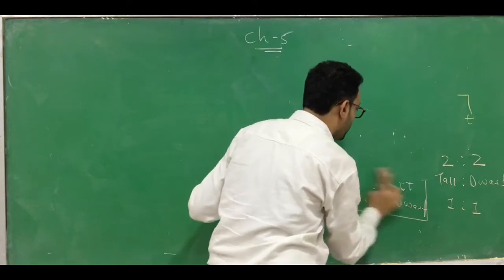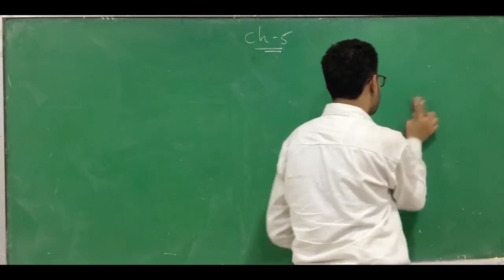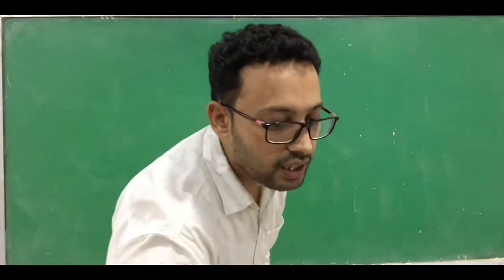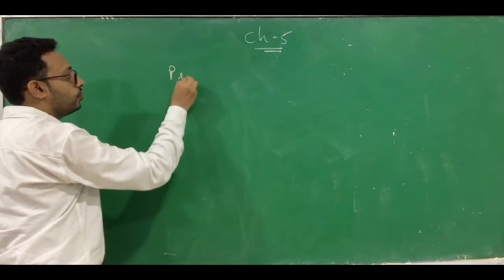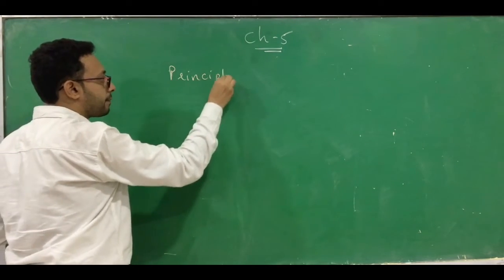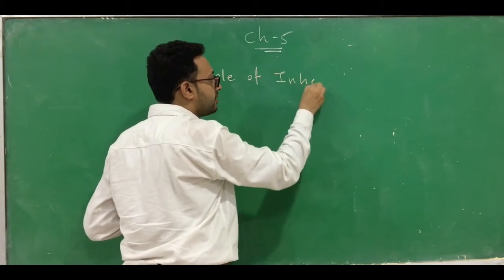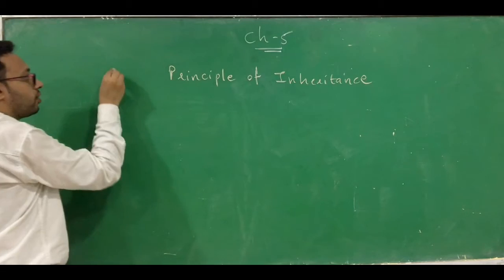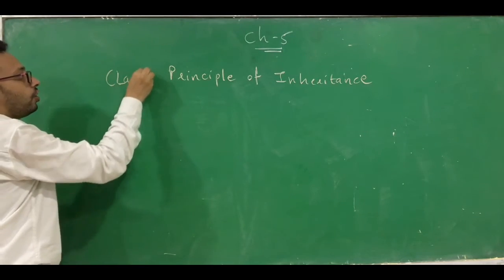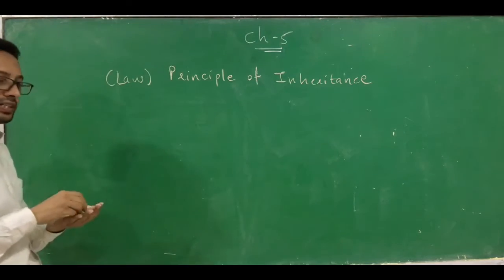And these 2 laws, we are currently calling the principle of inheritance, or they are also called the law of inheritance. He has prepared the 2 laws based on his experiment, and we are calling it the principle of inheritance, or it can also be called the law of inheritance. Instead of principle you can also say law of inheritance.